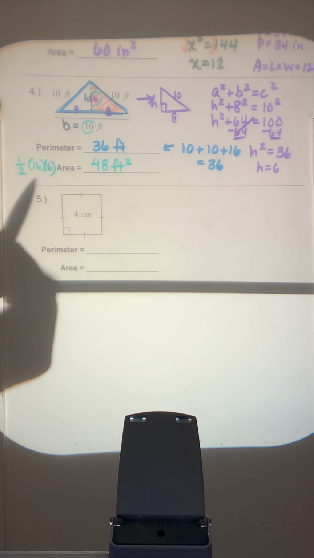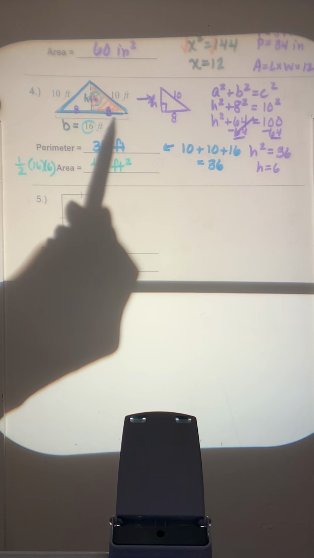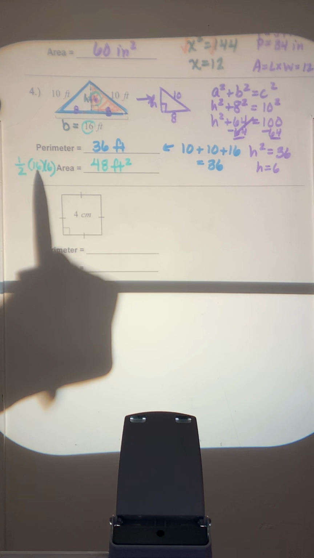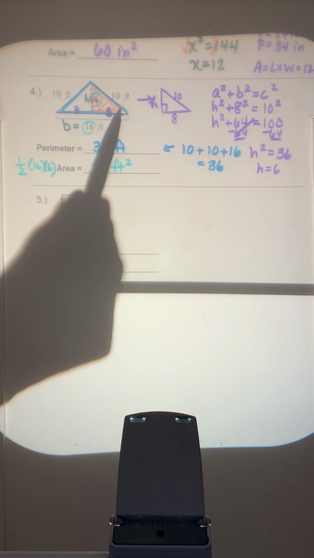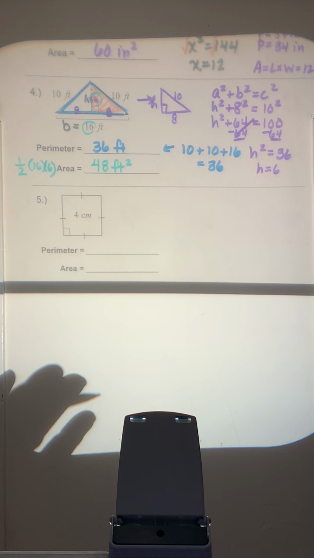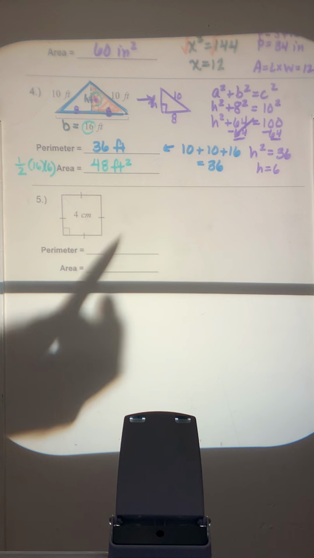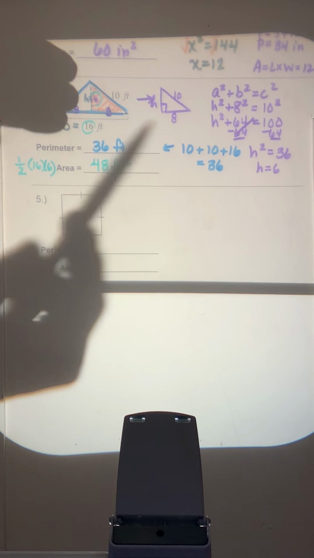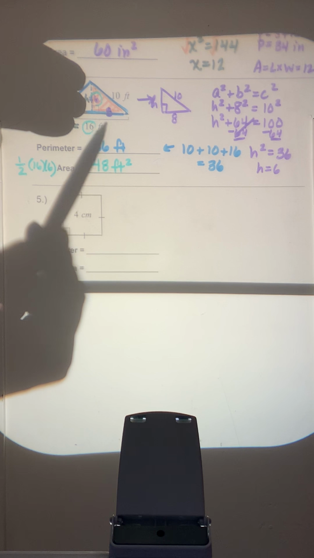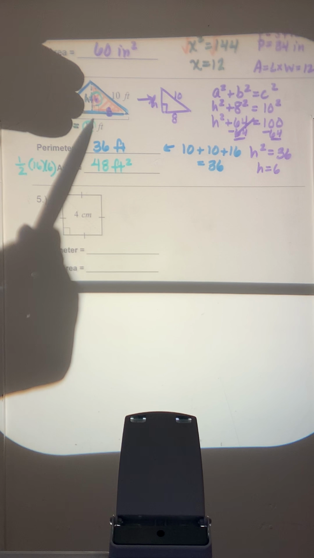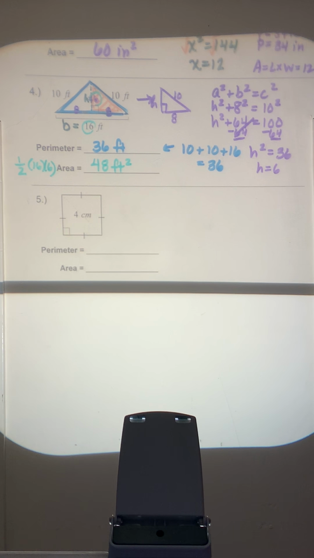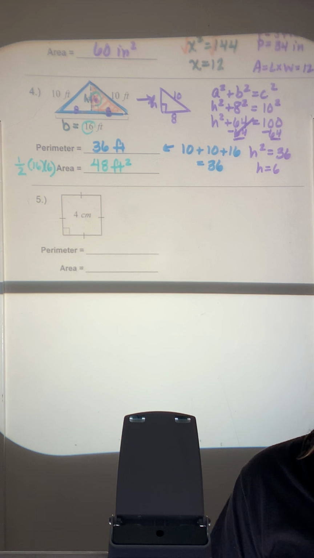Now again, this right here is for the entire triangle. Okay, so I went back to using the 16 for the base because I wanted the entire triangle that I highlighted in blue there. So we just had to use the Pythagorean theorem with half of this triangle so I could figure out the height, and then we went back to using the entire thing.